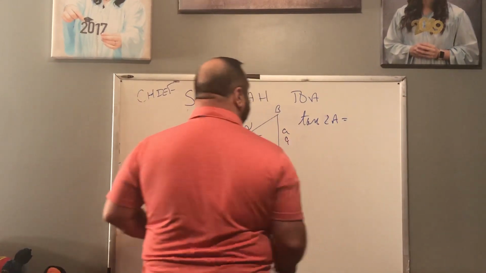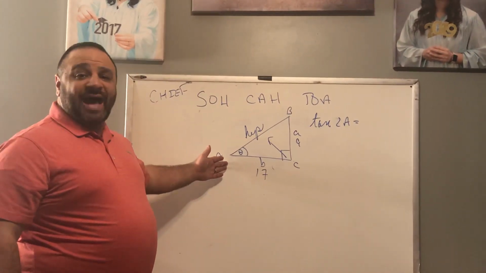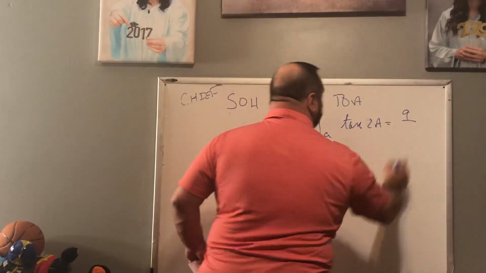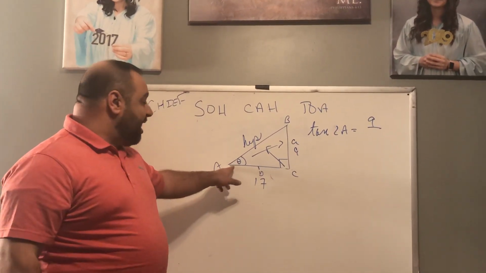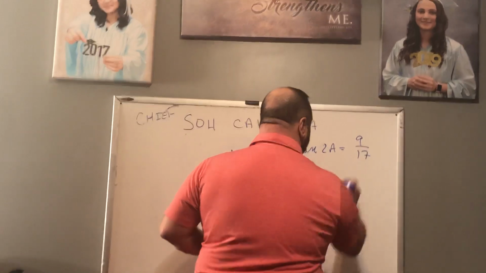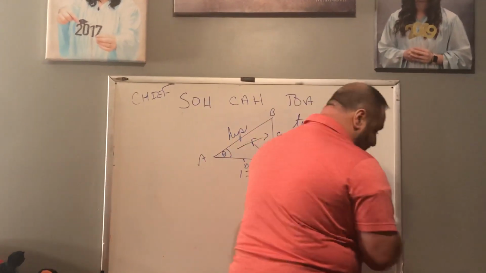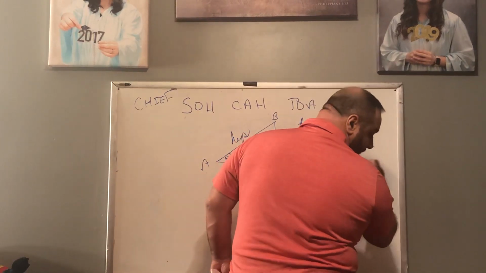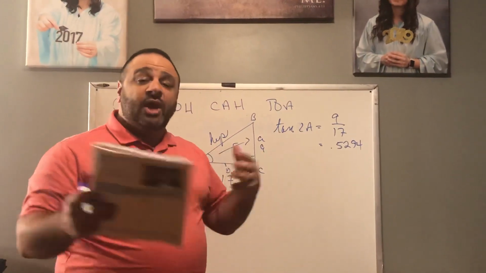The tangent of angle A equals the length of the side opposite. Now, if this is angle A that we're looking for, the side opposite would be 9 over the side adjacent. So the side adjacent would be the side that shares a common vertex with the angle there. So that would be 17. Okay, get your calculator out, and then we're just going to go 9 divided by 17. So 9 divided by 17 would be 0.5294.